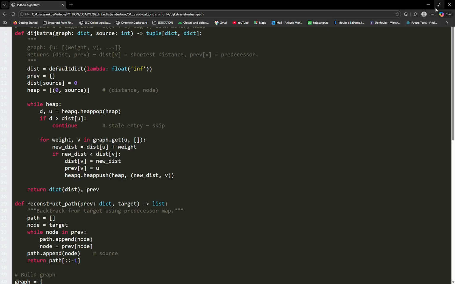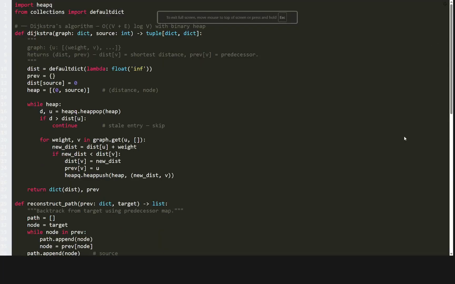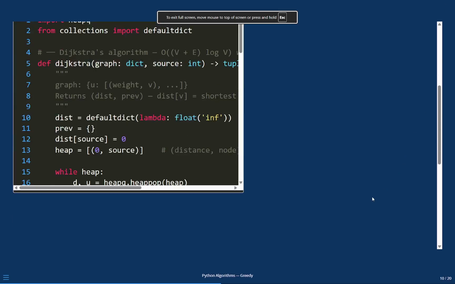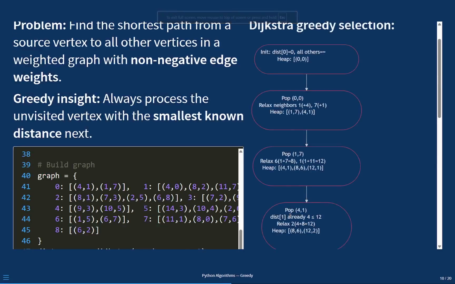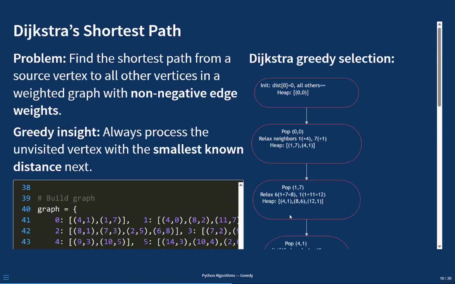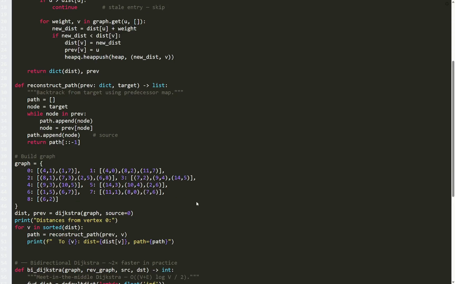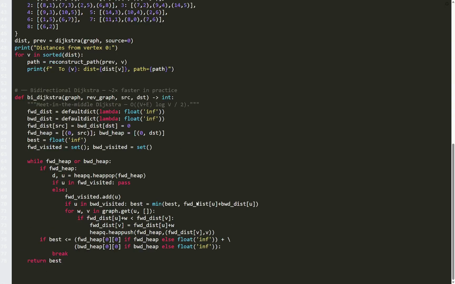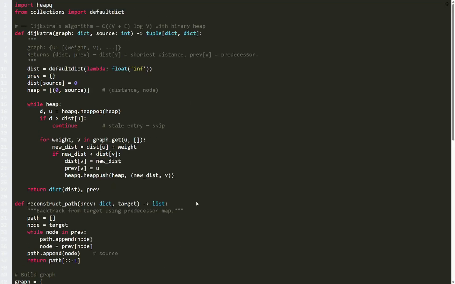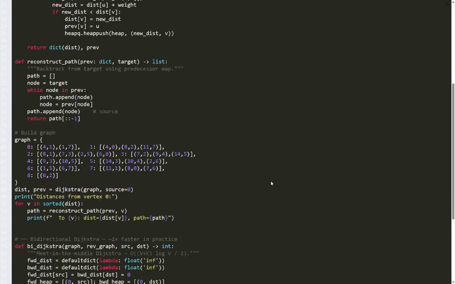Start with dist[0] equals 0. Heap: (0, vertex_0). Pop vertex 0. Relax neighbors. Vertex 1 gets tentative distance 4. Vertex 7 gets 1. Push both. Pop vertex 7. Distance 1, the minimum. Relax its neighbors. Updating distances. Pop vertex 1 at distance 4. Keep going until the heap empties.